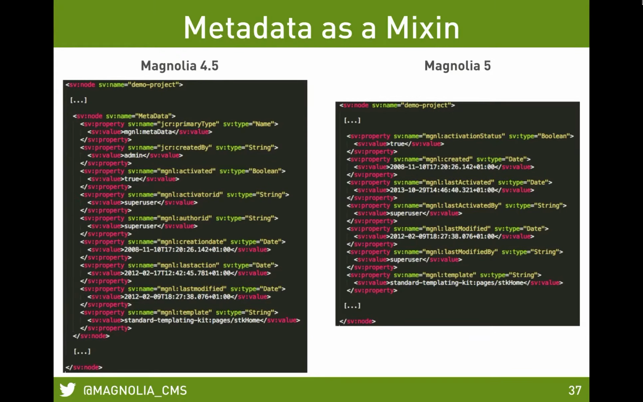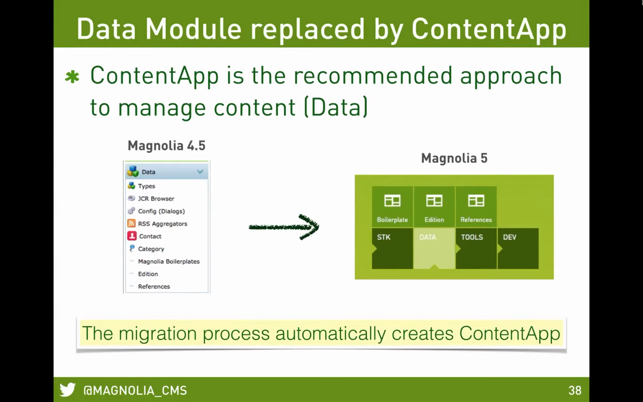The way we represent metadata has changed, so that's a technical change basically, but it means that on all nodes in Magnolia, we have a task hopefully that will do that job for you, that will change the structure of the metadata from the way it is in Magnolia 4.5 to the way it is in Magnolia 5.